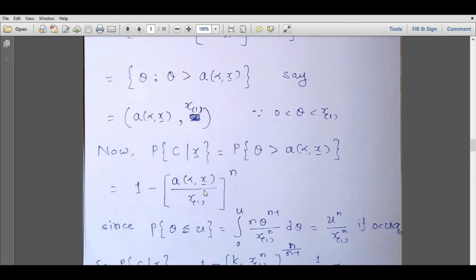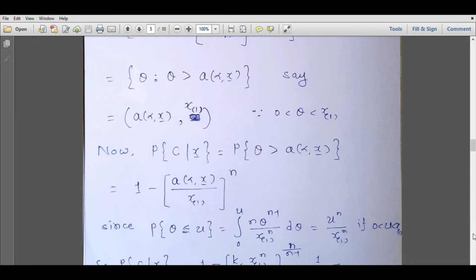This will be simply, because this expression I have obtained by using the expression of the posterior CDF of theta. So the posterior CDF of theta at u, here I should have included given x, but I hope you will understand, will be simply u raised to n upon x ordered 1 raised to n, as long as u is between 0 and x ordered 1. So the posterior probability of the set C will be simply 1 minus a alpha x upon x ordered 1, whole raised to n.